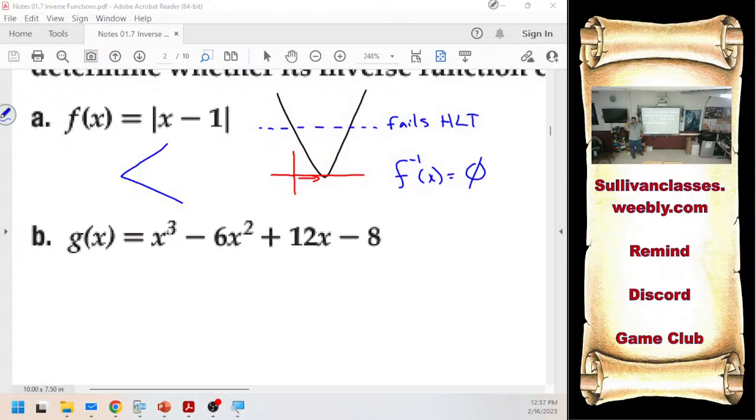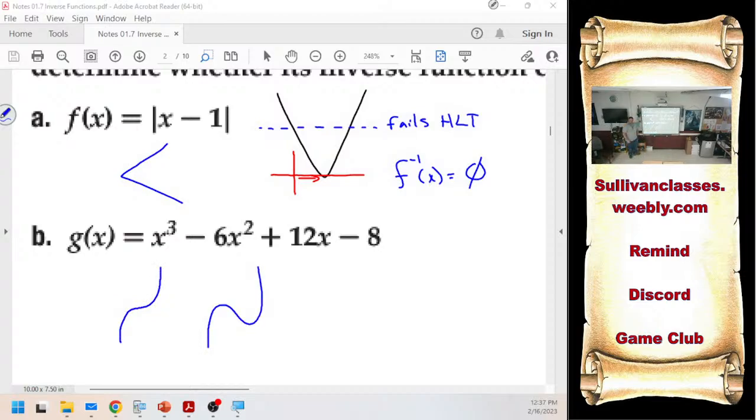Vertical line test is whether it hits it once or more than once. Ask the question. Don't just chase the bus. All right. Cubic. What do cubics look like? Squiggle. The problem is it can look like this or like this.